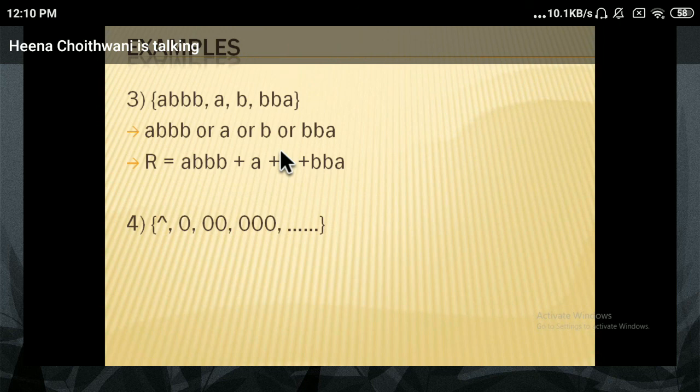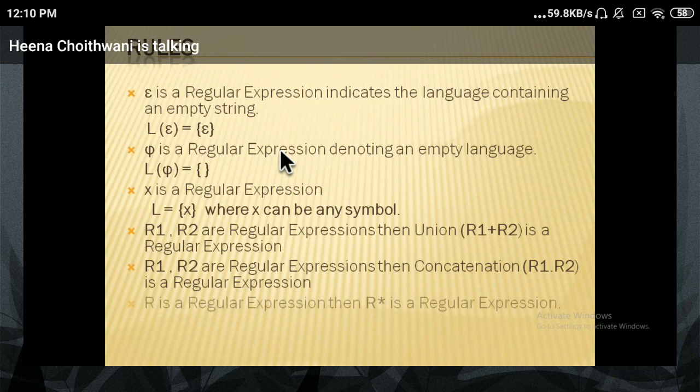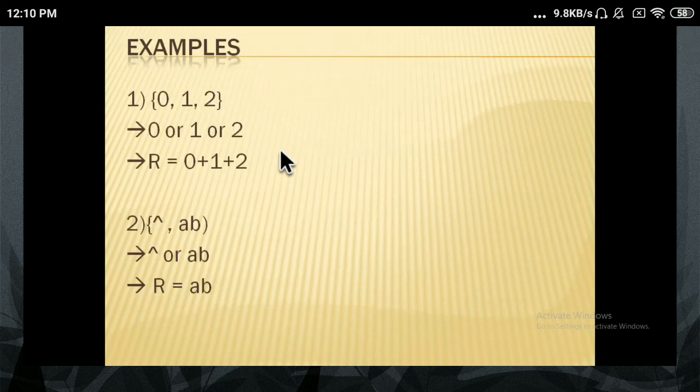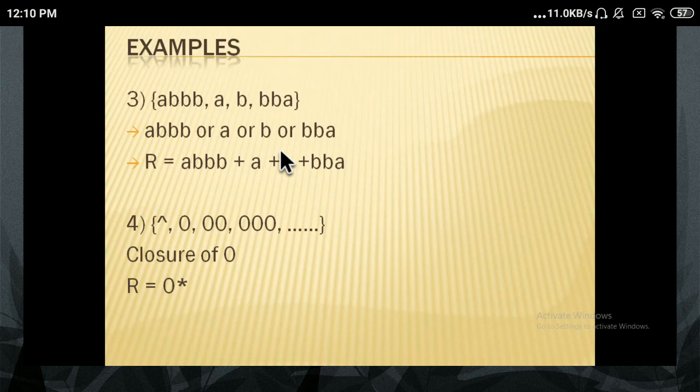So instead of writing R equals 0 plus double 0 plus triple 0 plus so on, can we write it as this star closure? And we have already written in rule number 5 and rule number 6 that star closure is a regular expression, right? So the regular expression for this example is a closure of 0, and that will become 0 star.